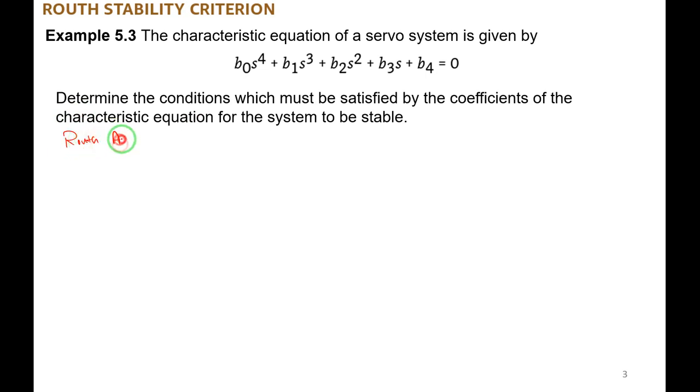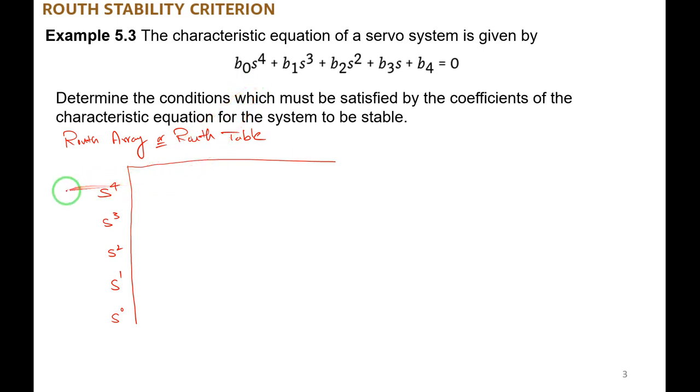Routh array, also called the Routh table. First, observe that all the powers of s are present: s power 4, s cube, s square, s power 1, s power 0. All the coefficients are there. Just list them out, highest power s power 4, s cube, s square, s power 1, s power 0.